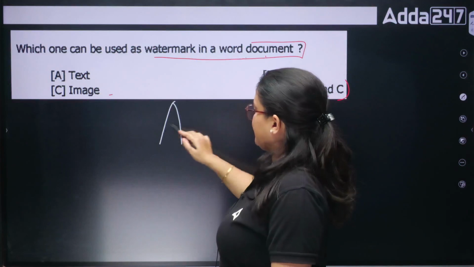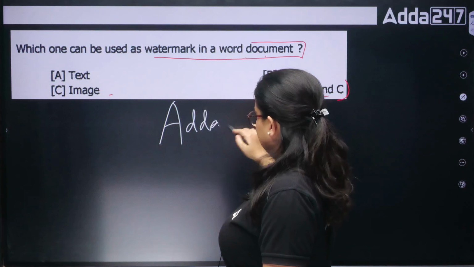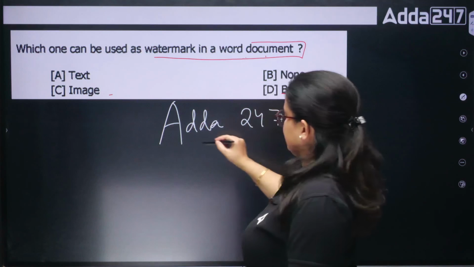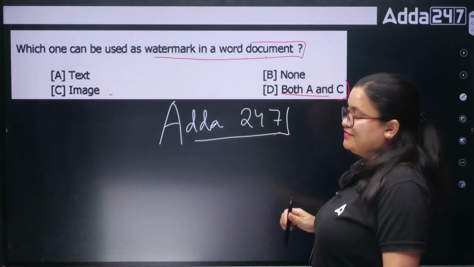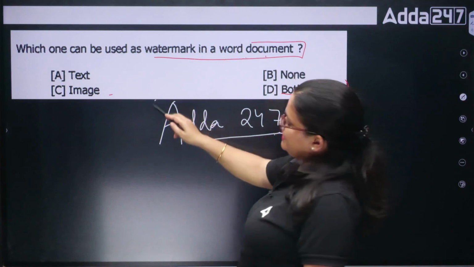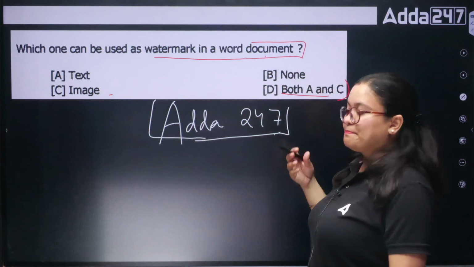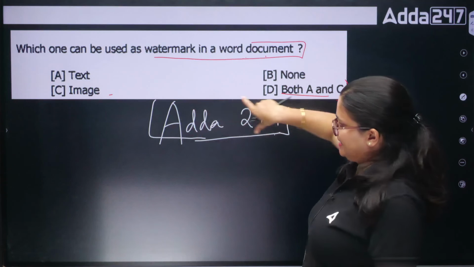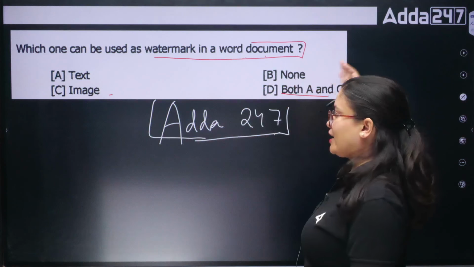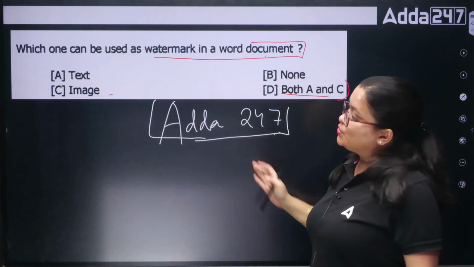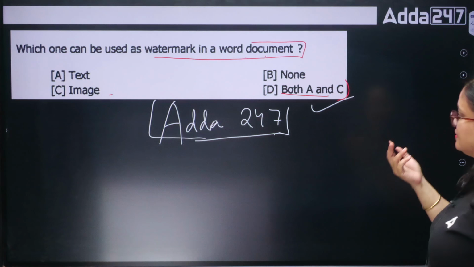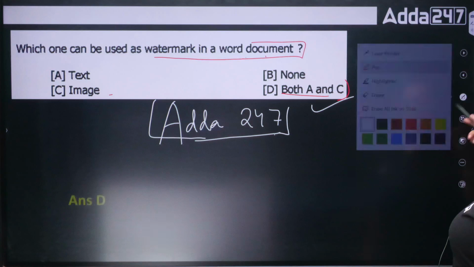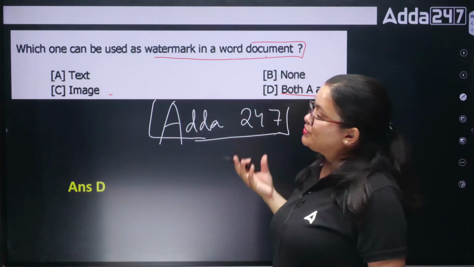Think this is a Word document. Here I have a big logo printed on this side. Think this is a watermark. Here I have written a text. Now can I paste a picture also? Yes, I can also paste a picture, either here or in any part of the page. So I can use both text and image when using a watermark.